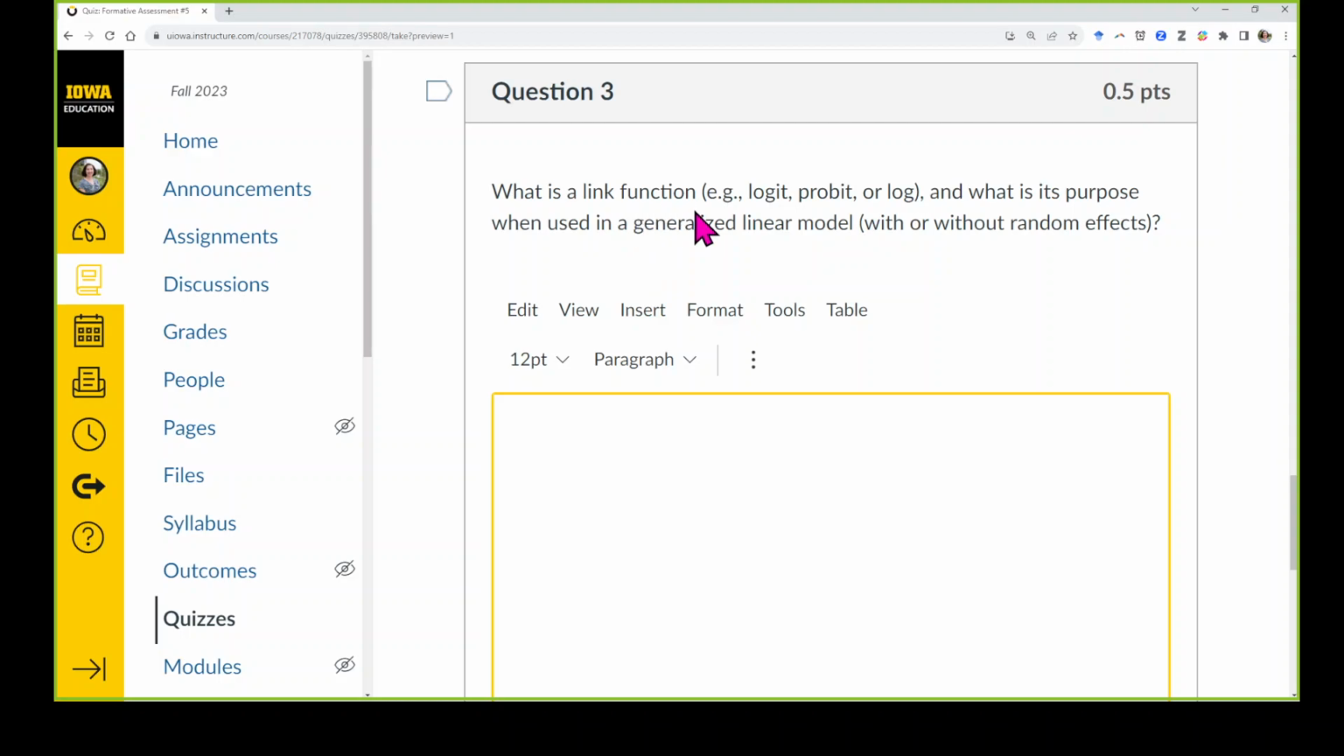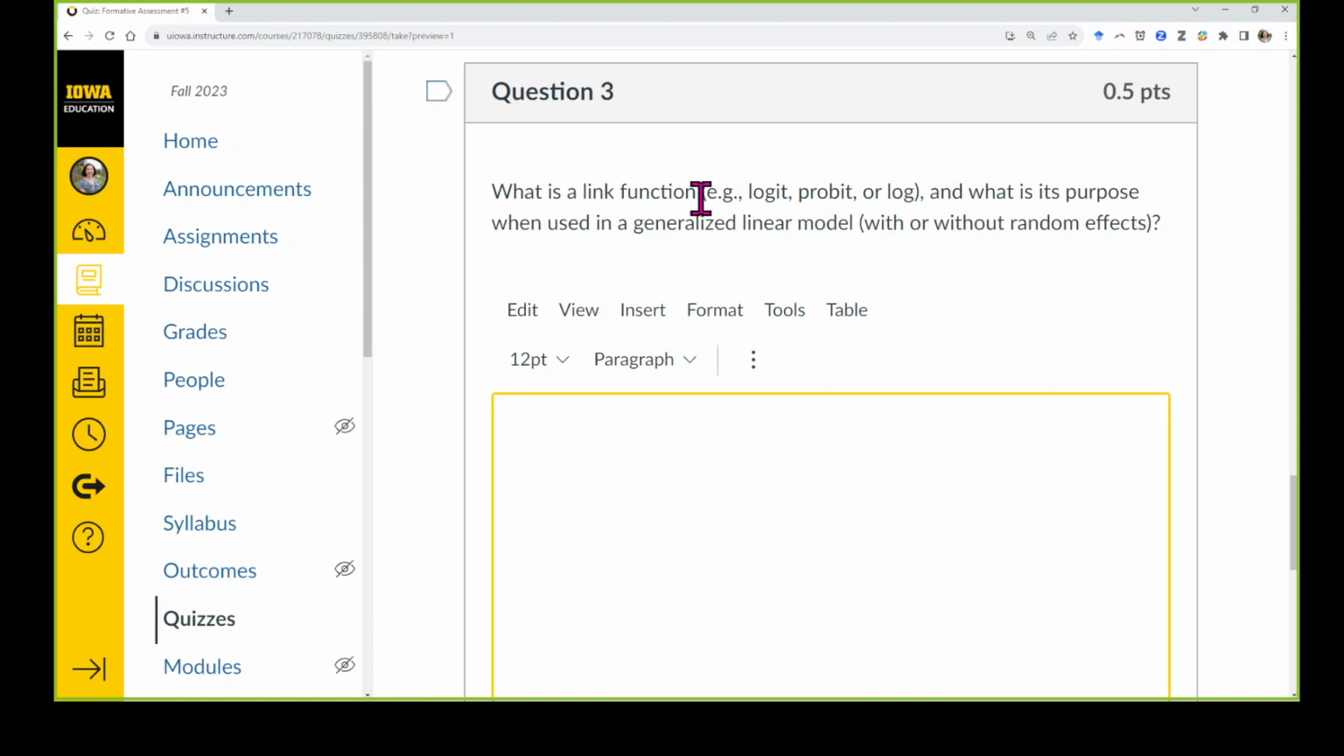So a link function, for example, logits, probits, logs, and others, what is its purpose when used in generalized models? And it's the same purpose whether or not the model has random effects. What are they for? Makes them work. Makes them work, okay. I'll take that as a starting point.